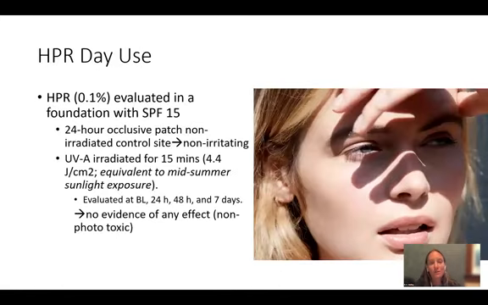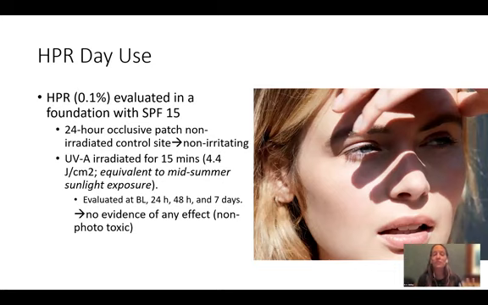The last thing that's super interesting about this ingredient technology is that HPR can be used during the day. In this study, they had individuals do, again, another occlusive patch. They irradiated the skin for 15 minutes, which is the equivalent of a midsummer sunlight exposure. And I know that you guys in the Pacific are just cringing, right? Because you guys are so good about staying out of the sun. So this is only being done for research purposes. And they evaluated the skin at baseline, 24 hours, 48 hours, and 7 days.